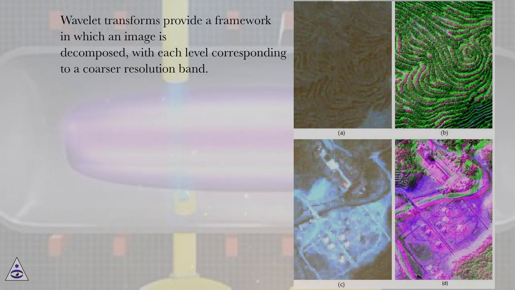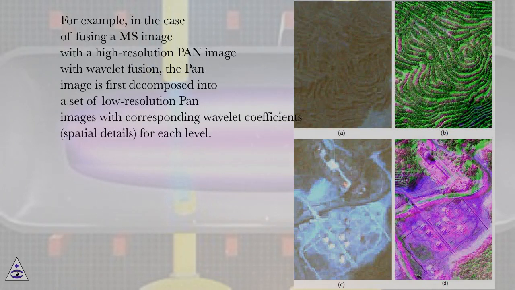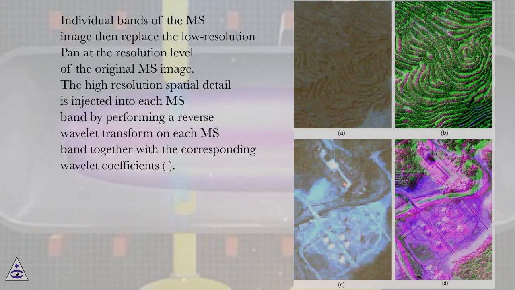Wavelet transforms provide a framework in which an image is decomposed, with each level corresponding to a coarser resolution band. For example, in the case of fusing an MS image with a high-resolution PAN image with wavelet fusion, the PAN image is first decomposed into a set of low-resolution PAN images with corresponding wavelet coefficients, spatial details, for each level. Individual bands of the MS image then replace the low-resolution PAN at the resolution level of the original MS image. The high-resolution spatial detail is injected into each MS band by performing a reverse wavelet transform on each MS band together with the corresponding wavelet coefficients.